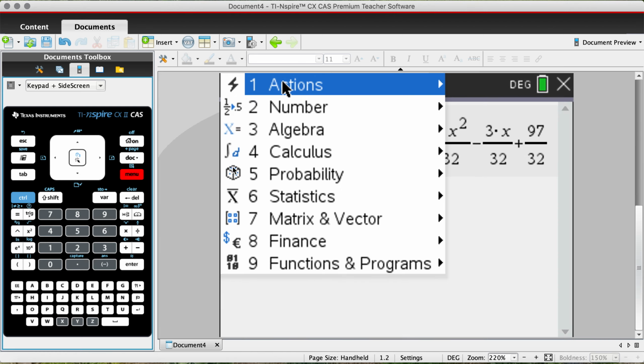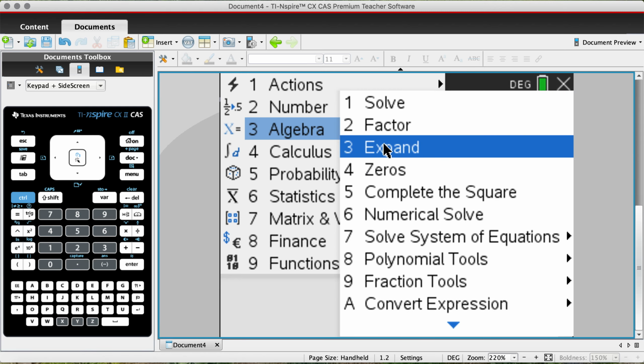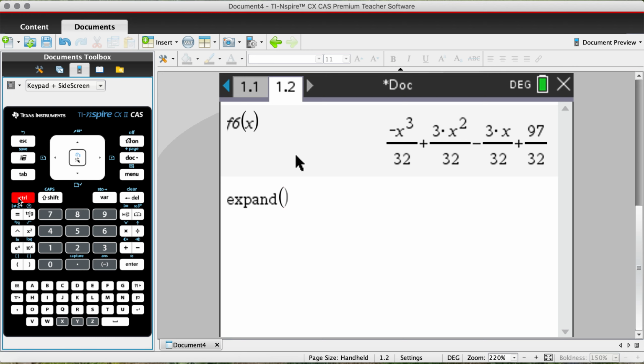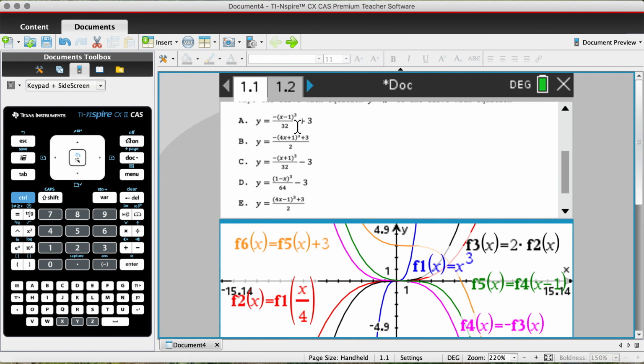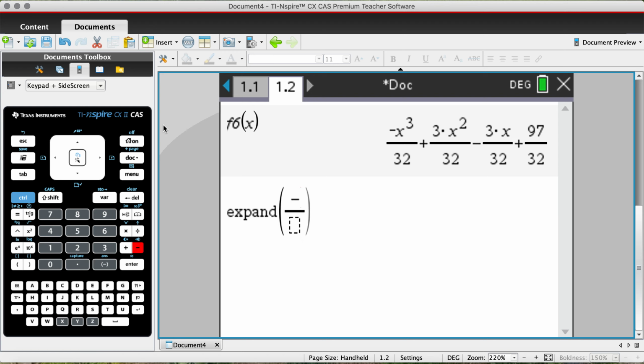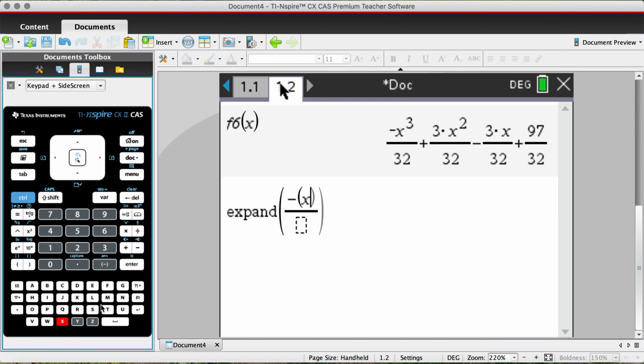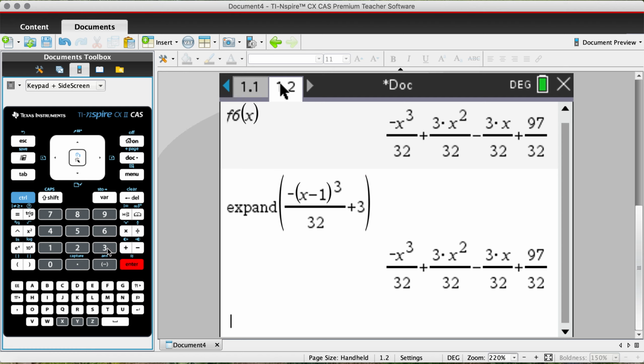So we go menu, we go to algebra, and then we go to expand, and we type what option A is. Let's take a little sneak peek again. Option A is negative of (x minus 1) all cubed over 32, plus 3. So I'm going to type that: negative, (x minus 1) all to the cube, tab, everything over 32, and right navigation button, plus 3. We're going to expand this out and see if we have exactly the same answer as f6.